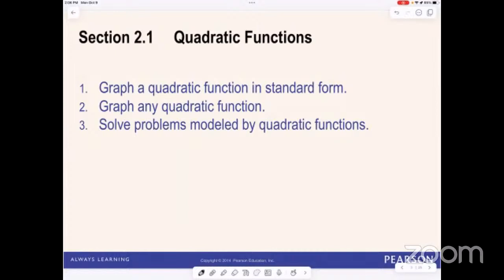1, graph a quadratic function in standard form. 2, graph any quadratic function. 3, solve problems modeled by quadratic functions.